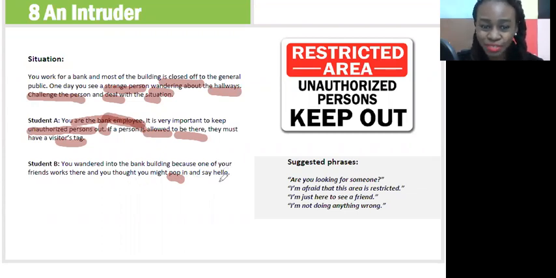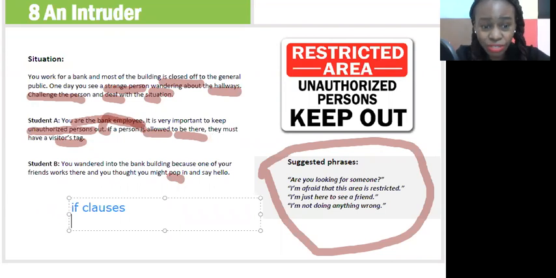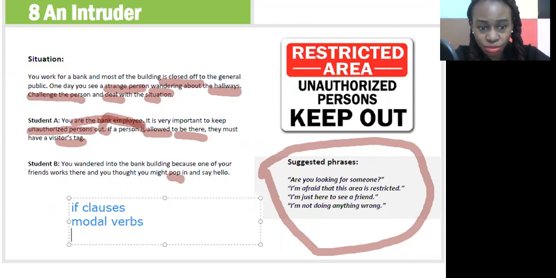So which phrases are we going to use to talk about this situation? And which grammar tenses can we use? First of all, we have if here. So we're going to use if clauses. We are going to use modal verbs. We are going to use words like could. Like, could you please leave this area? You have to politely ask this person to go out of this area.